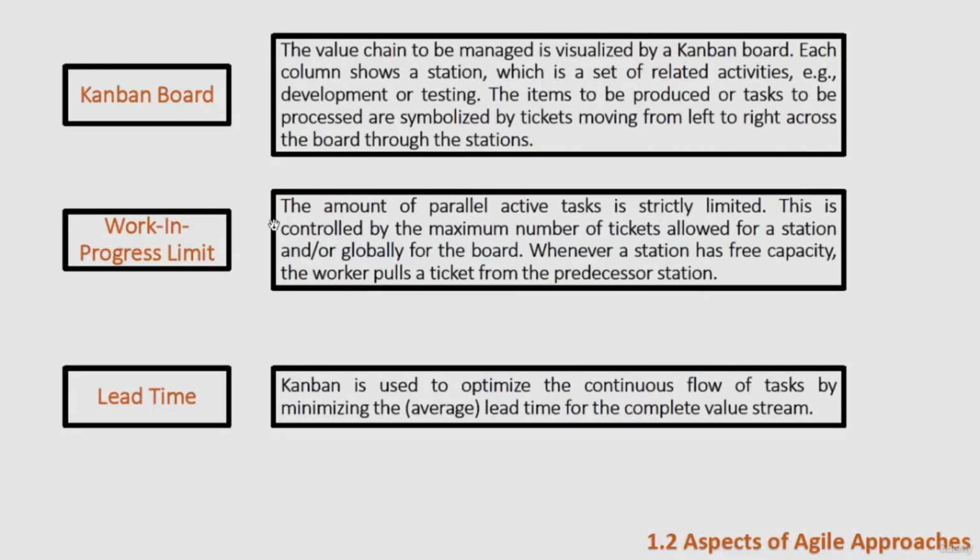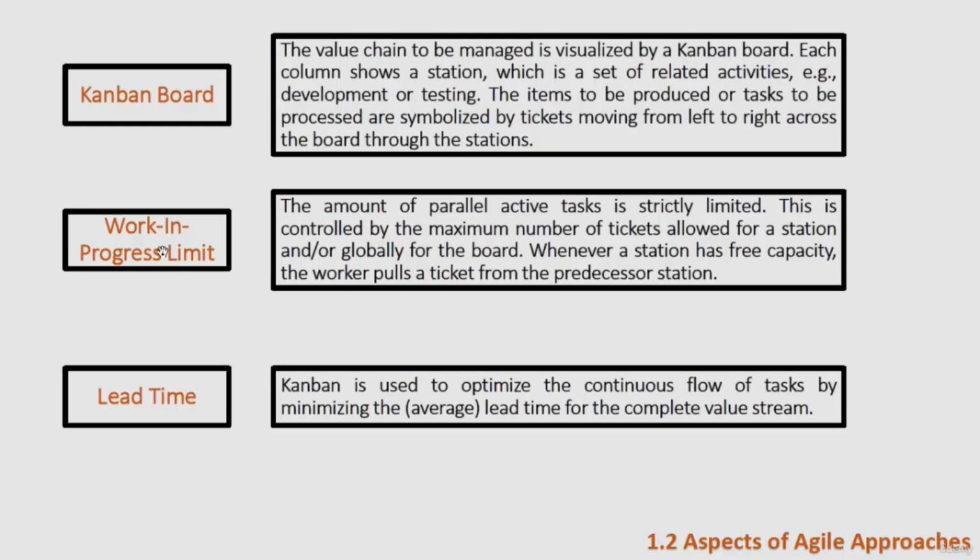Each column in this board shows a station, which is some related activities like development, testing, or like we saw in the previous photo, to do, doing, done. Any item or task is moved from left to right across the board while we are making progress through it.